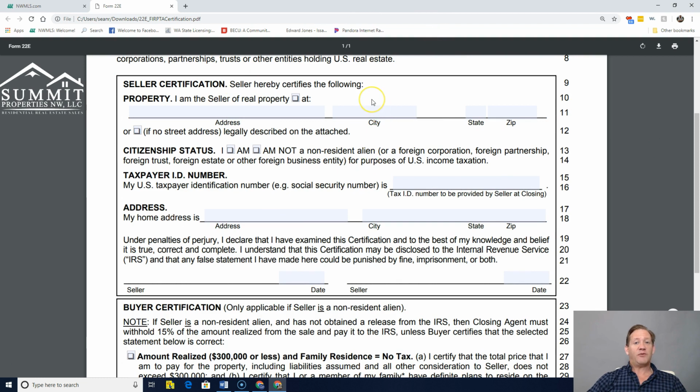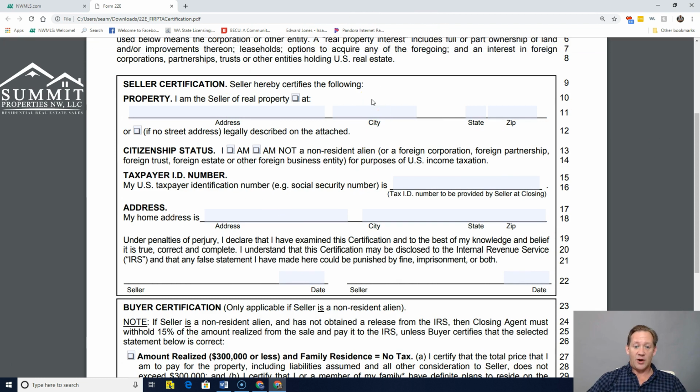And then as far as actually filling out the form itself, the seller certifies the following property. I am the seller of the real property at, have the seller fill in the address, the city, the state, the zip. Or if there's no street address, if it is a piece of vacant land, you go ahead and check this box and you legally attach a legal description, legally described on the attached. And that's basically right here.